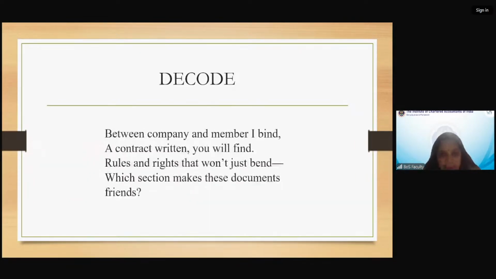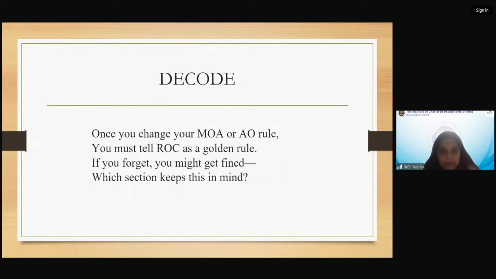Once you change your memorandum or articles rule, you must tell ROC as a golden rule. If you forget, you might get fined. Which section keeps this in mind? Which section is related to the effects and filing when you do alteration?